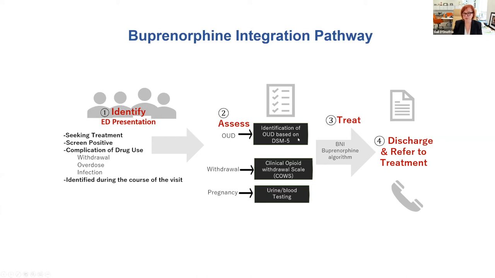There are very simple things. You have to make sure they have an opiate use disorder, because actually 20% of overdoses don't have opiate use disorder. They could have just used a medication, thought they were using one thing and used something else, but they don't have an opiate use disorder. So you don't want to start people on an opioid if they don't. You want to make sure that you know their level of withdrawal.